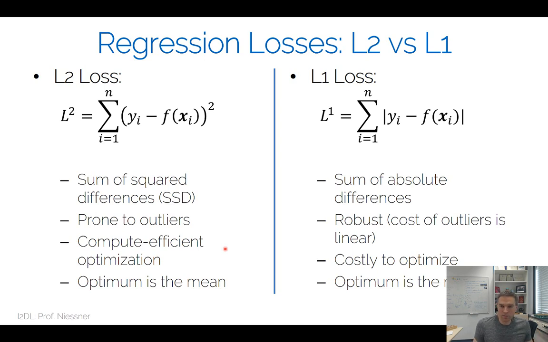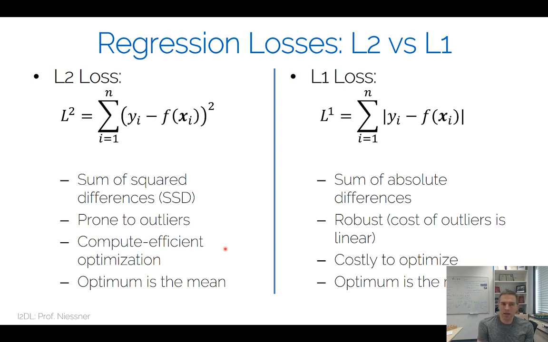So L2 is great for optimization, right? It has a lot of properties that we would like to use for our optimizers, but you need to have some way of dealing with outliers. And typically dealing with outliers in the context of L2 means some sort of robust optimization and so on. And the optimum is the mean, of course, right? That's just what the L2 loss gives you.